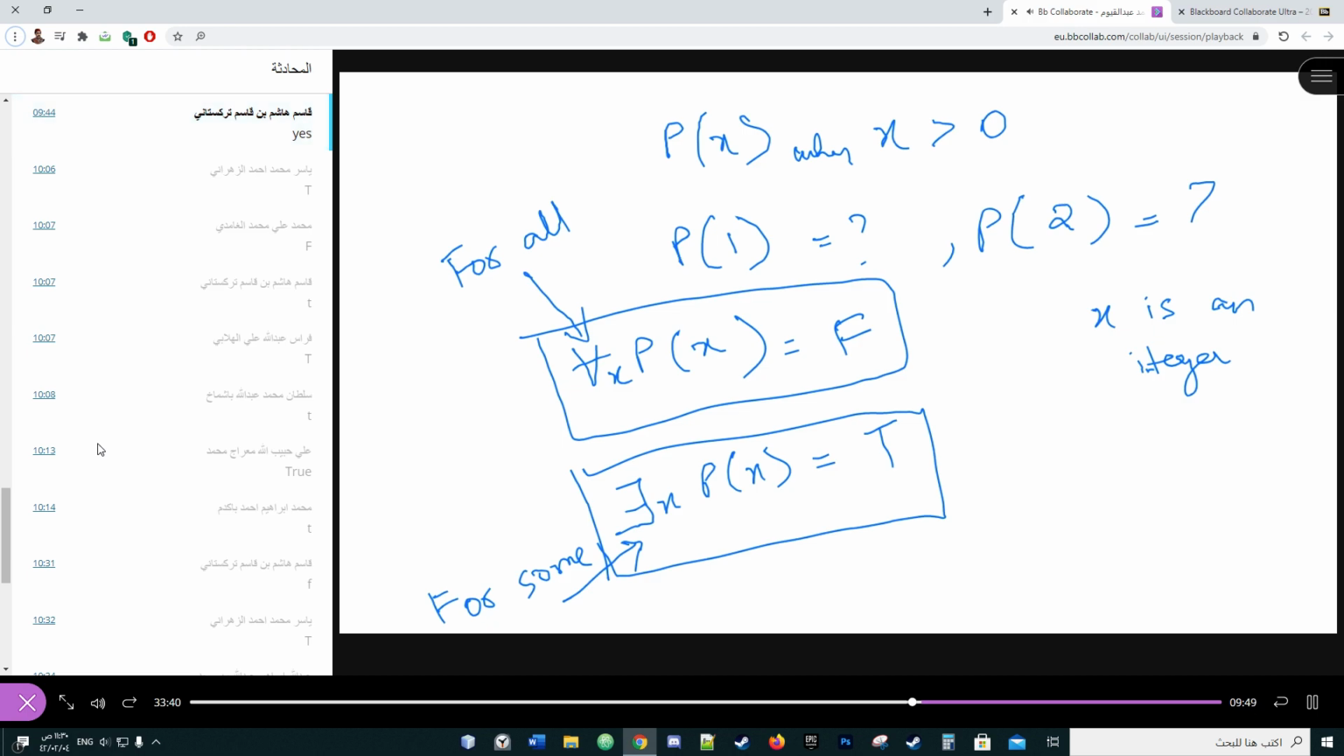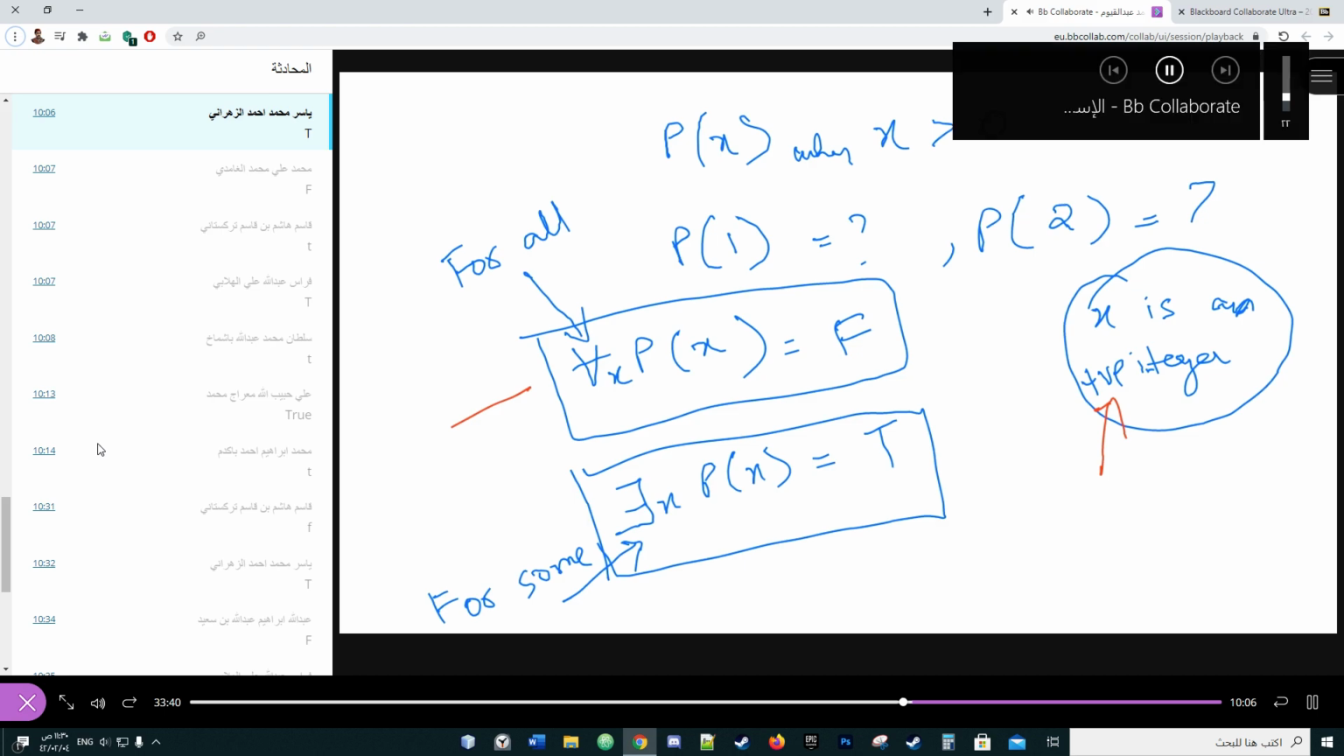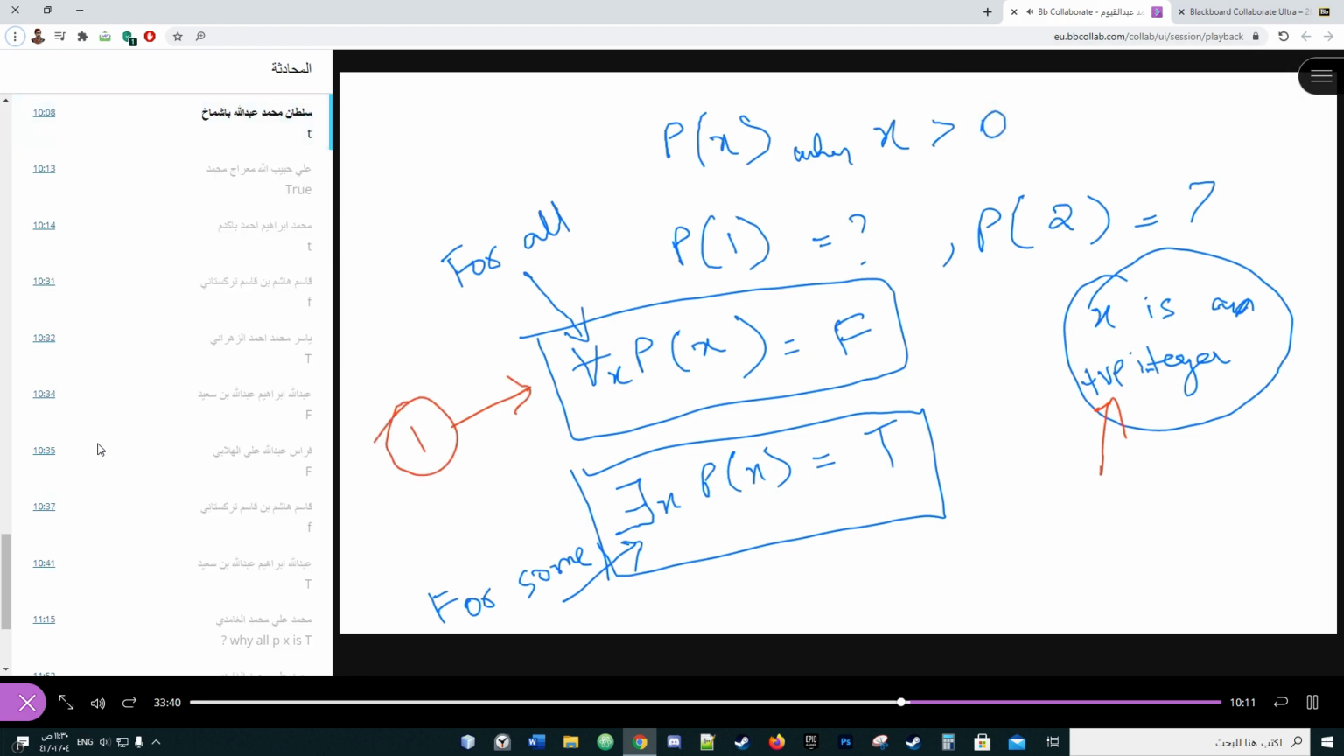I will not change the left part. I will change this. I'll say x is a positive integer. Now what about this expression here? Expression 1. Is it true or false? It will be true because for all positive integers, it will be true. So this value changes because I changed the domain. I changed the domain of x.